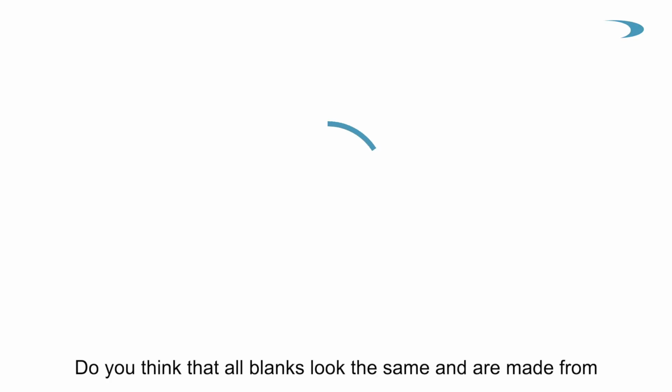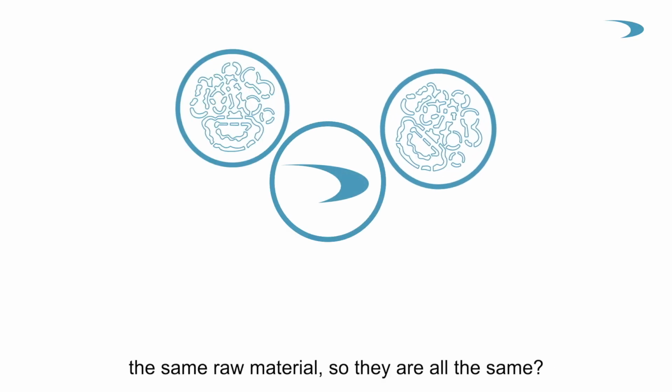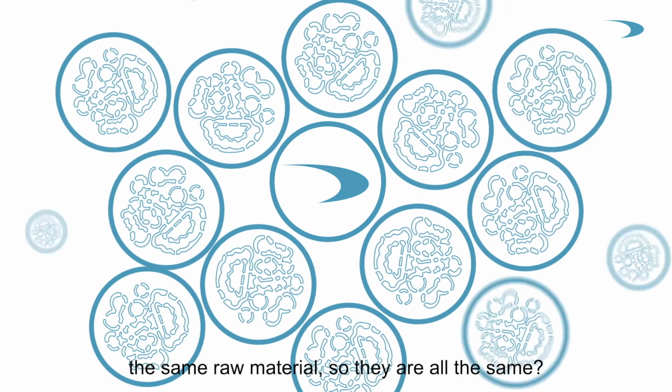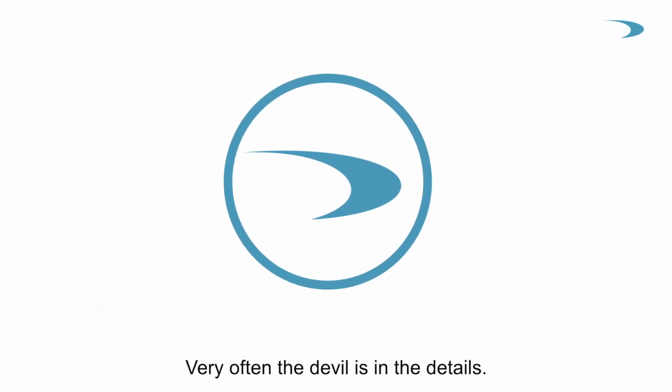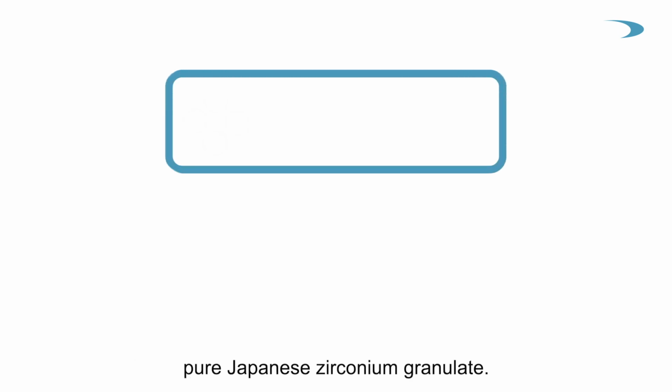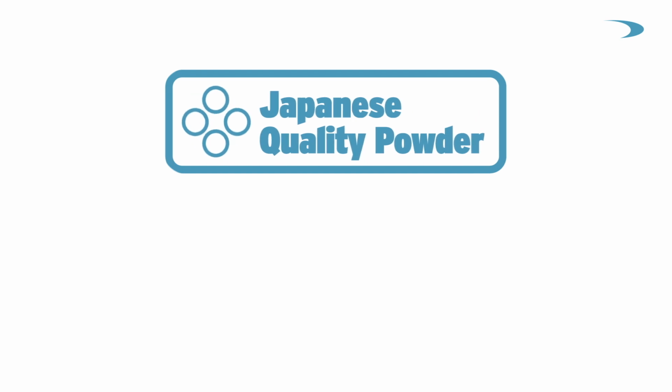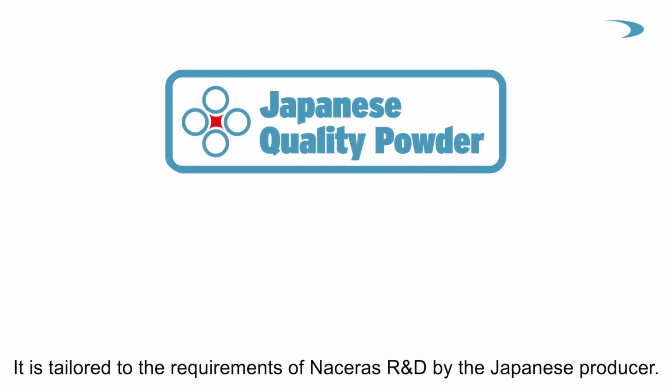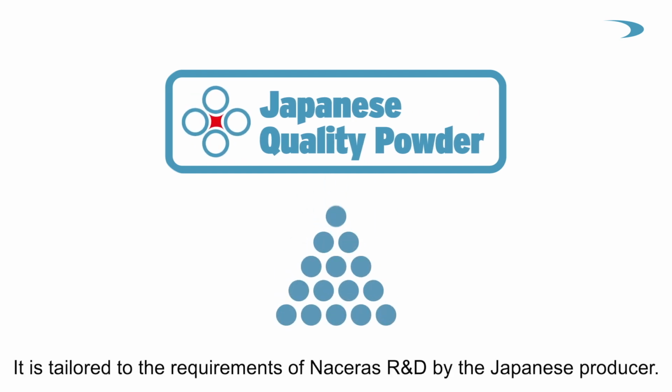unit implant bridge. Do you think that all the blanks look the same and are made from the same raw material, so they are all the same? Wrong. Very often the devil is in the details. Nacera milling materials are based on high-quality pure Japanese zirconium granulate. It is tailored to the requirements of Nacera's R&D by the Japanese producer.